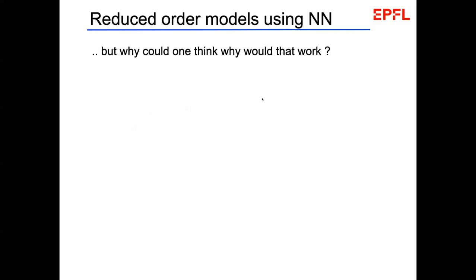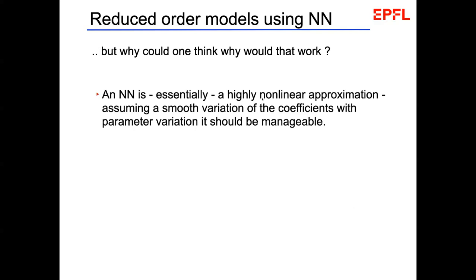So the first thing you have to ask yourself is, neural nets are used for all kinds of things. Why would you think that it would work in this context? Well, as we just discussed, the neural net is really just a highly nonlinear approximation. And the function we're trying to approximate maps the parameter space to the expansion coefficients. If that's a very complicated function, it means that as I change the parameters a little bit, the expansion coefficients would change a lot. That would be a very sensitive and unpleasant problem, and it's very unlikely that there would be a good reduced basis for something like that. So it's entirely reasonable to assume that if there is a good reduced order model, then this map is actually a relatively smooth and simple map.